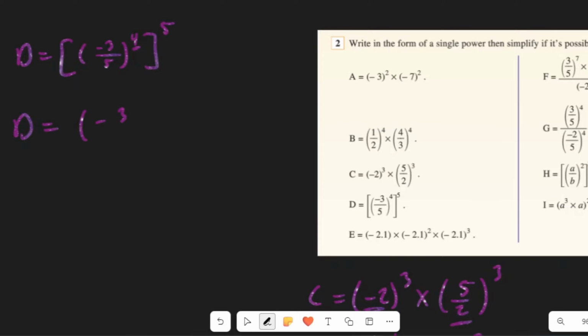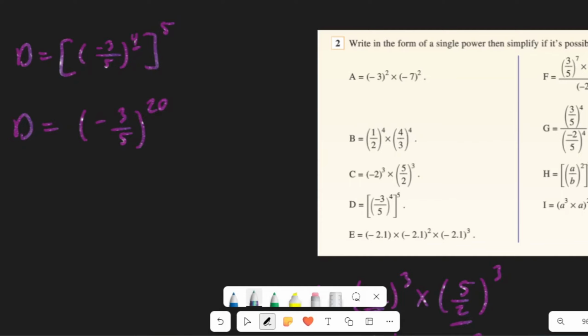So now that we know that the final result is going to be positive, we can just simplify it by writing it in the form of D is equal to negative 3 over 5 all to the power of 4 times 5, which is 20. And even if you look at it this way, 20 is an even number, therefore the result is going to be positive.